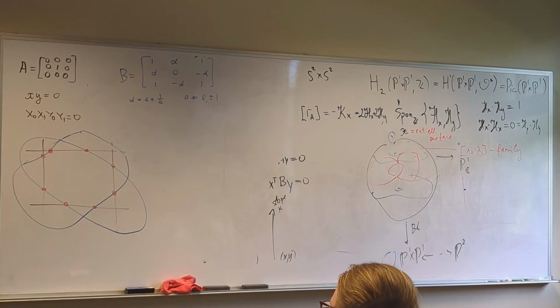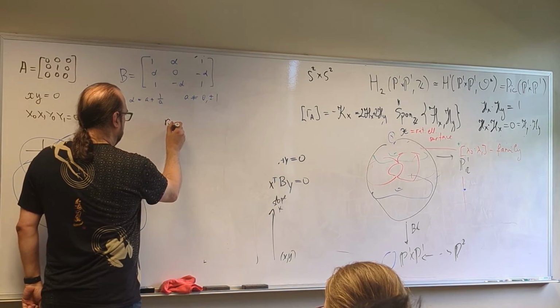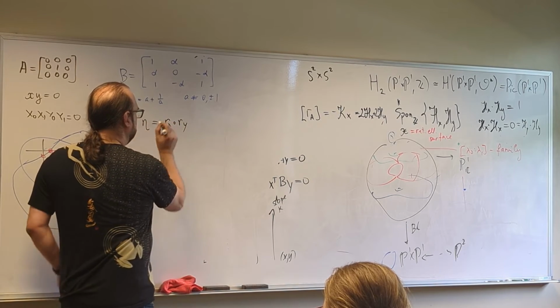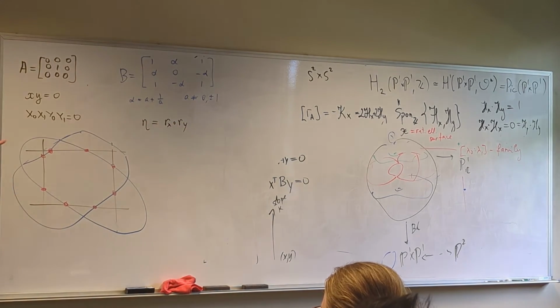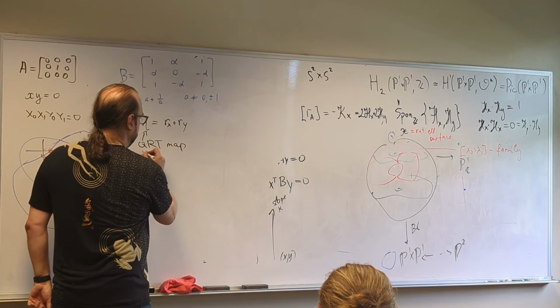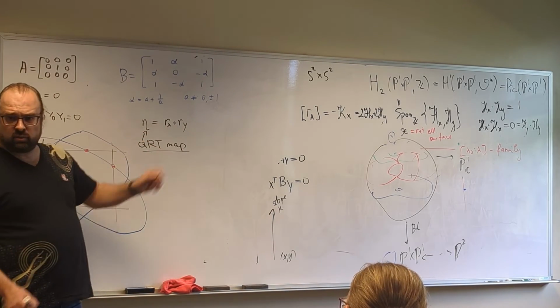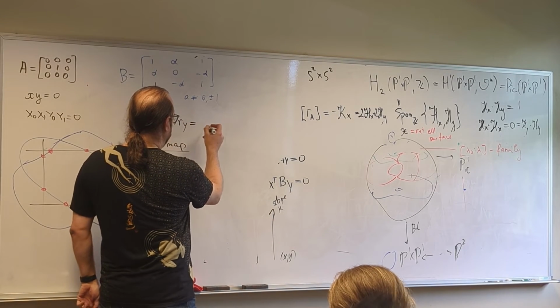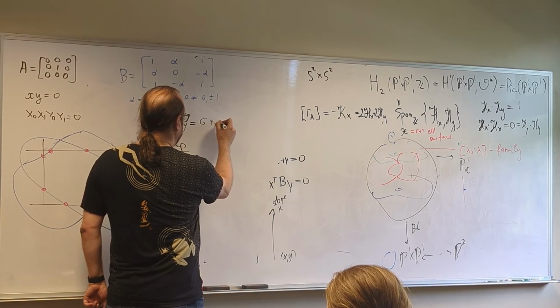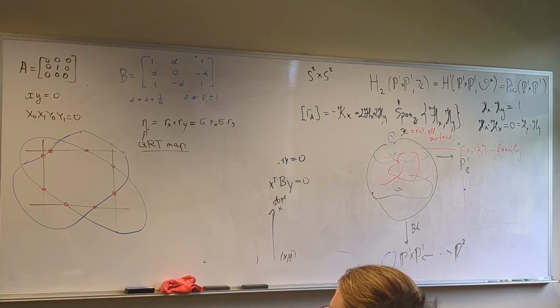Then the dynamics that I described for you, this dynamics that was Rx following Ry, let me call this eta. This dynamics has a name. It is called a QRT map. Okay, QRT is for Quispel-Roberts-Thompson. So, because you have Rx and Ry, you can actually rewrite that as sigma Rx, sigma Ry, where sigma is just a flip of the x and y axis.